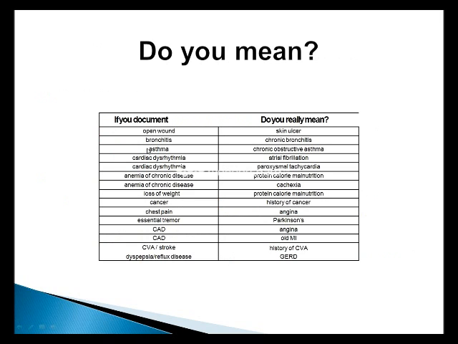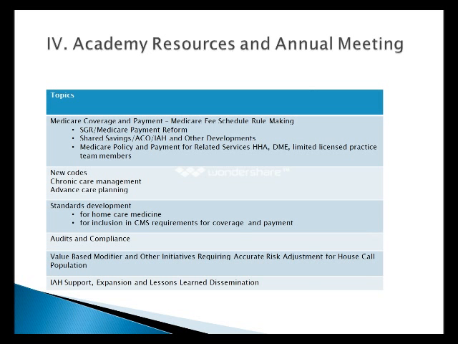Okay, some, again, helpful tips in terms of nomenclature and what would support your documentation and the diagnostic coding and risk scoring. Okay, to wrap up, Academy resources by the various topics.